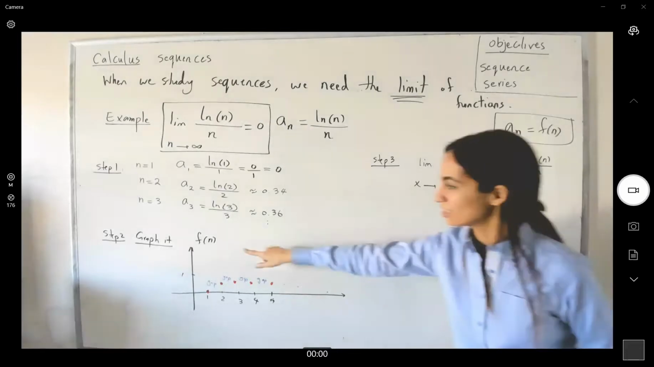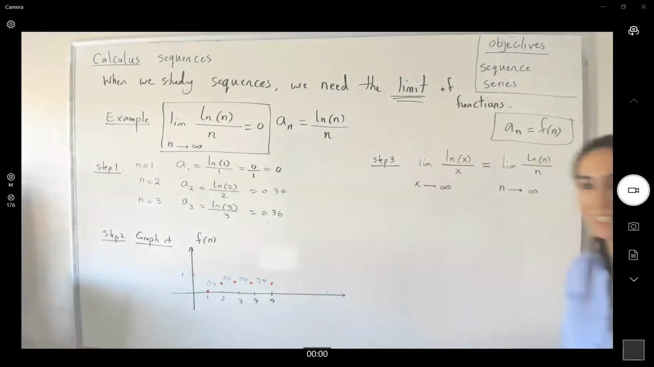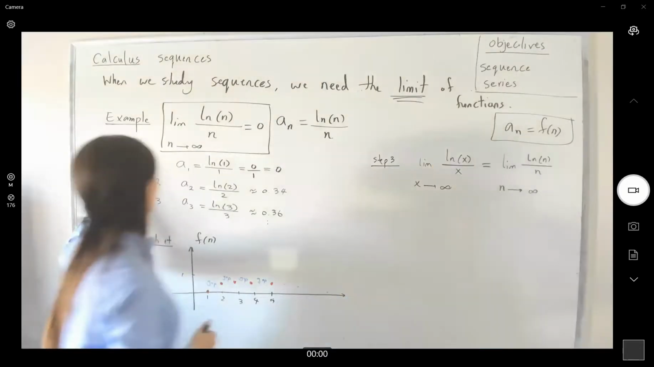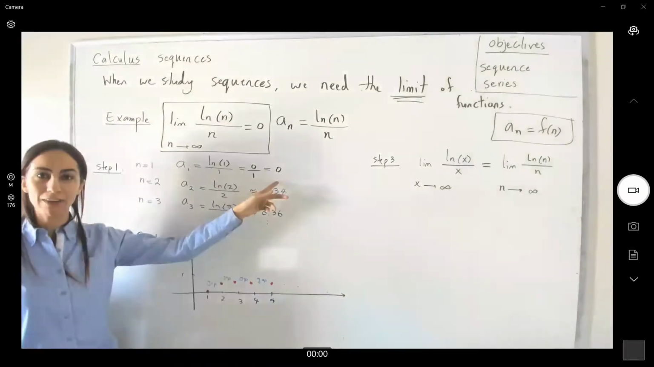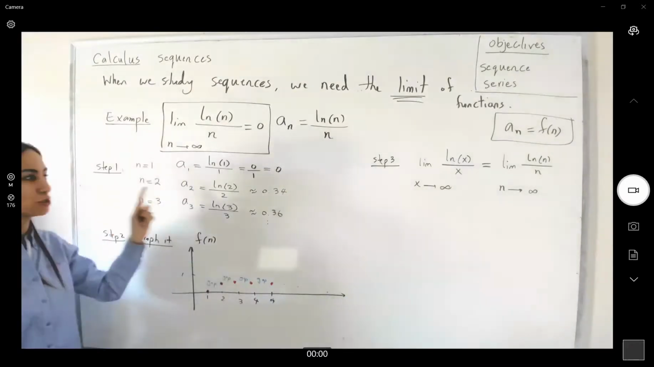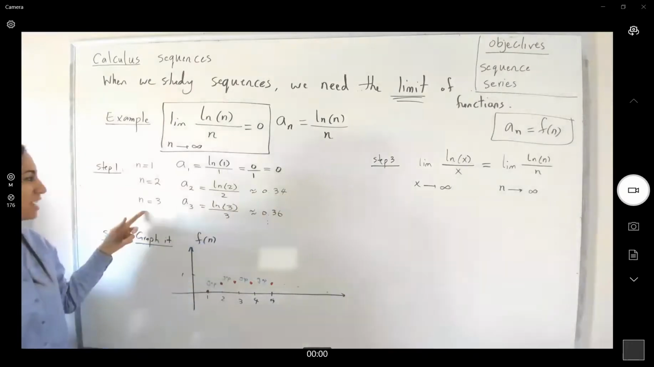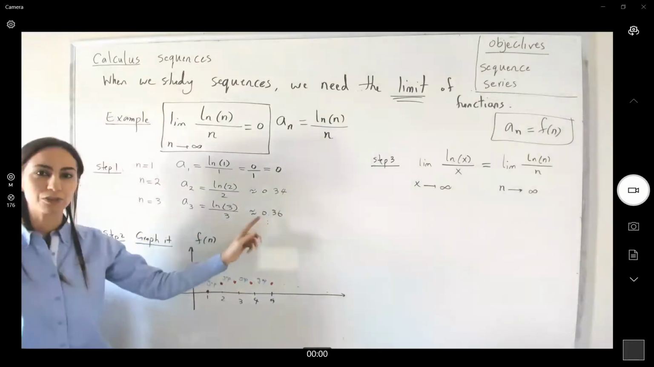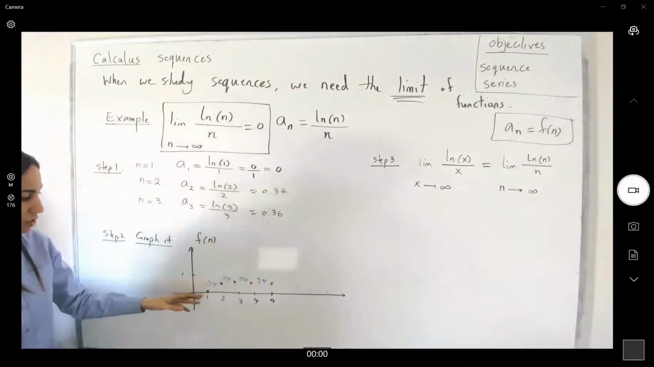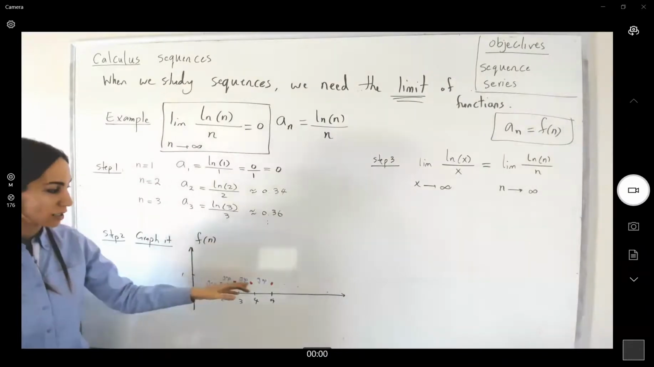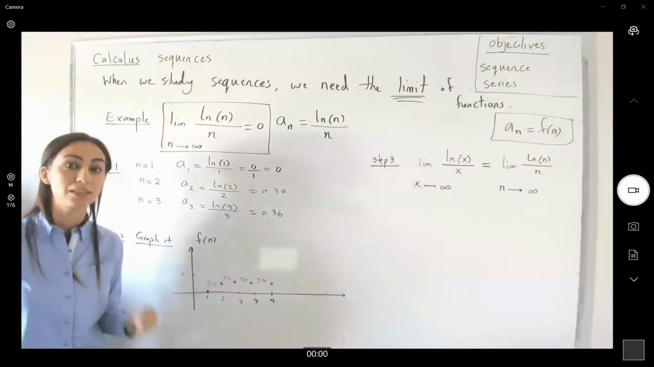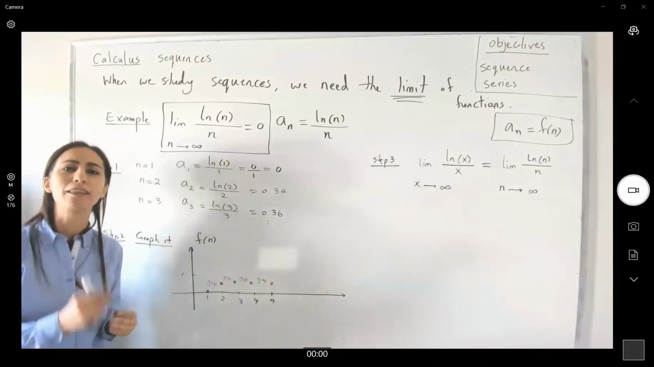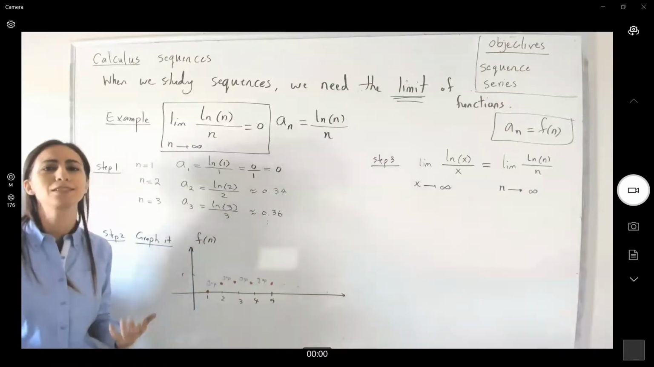So this is the graph of our sequence. By finding n equals 1, your y value is 0. N equals 2, your y value is 0.34. N equals 3, your y value is 0.36, and so on. As you can see, there are gaps in between these points. You're not allowed to connect these points. It's not a continuous function.